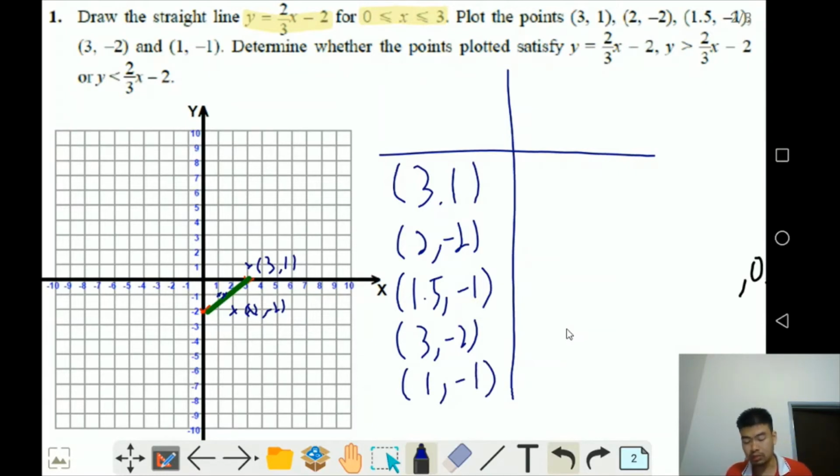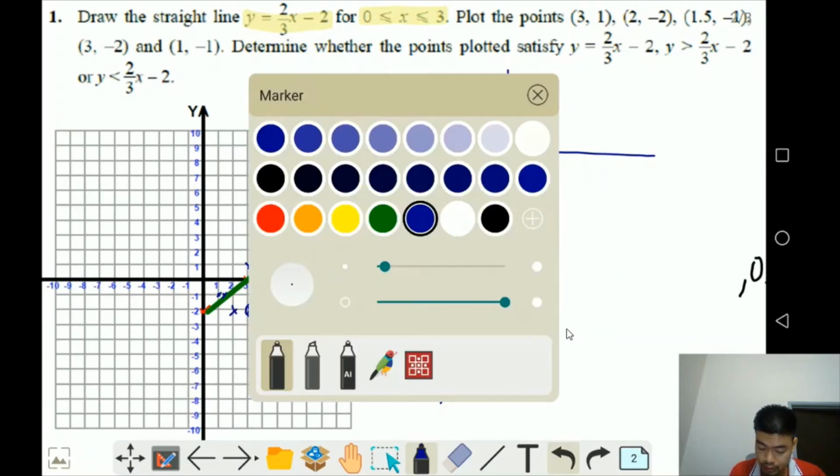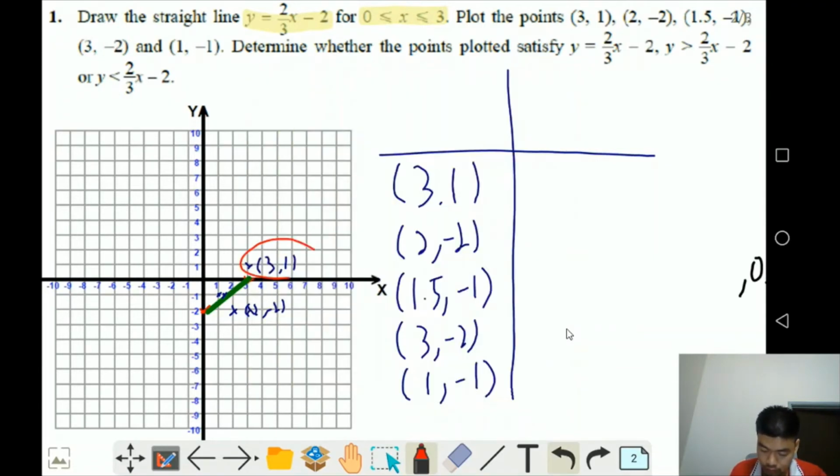Now, just look at the positions of the points compared to the equation, compared to the line, and then you can determine the inequality. So 3, 1, which inequality does it satisfy? If you look at the 3, negative 1, it is above the line, right? So which inequality does it satisfy? y is more than 2 over 3 x negative 2.